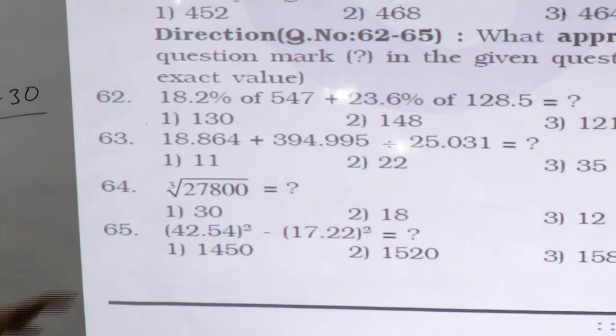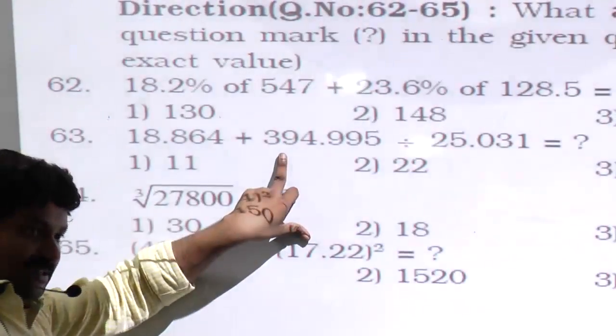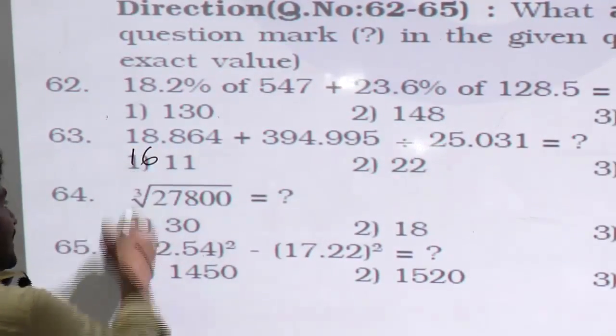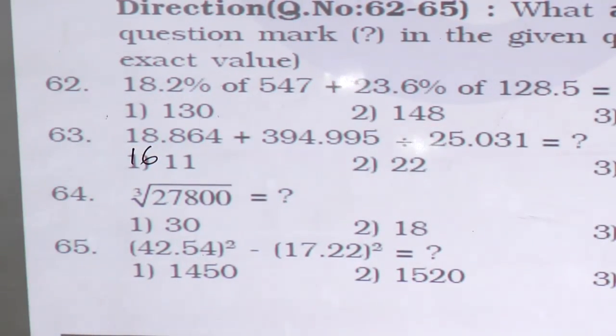You can make it 400 divided by 25, 16. Add 16 to this number. This is already 19. 19 plus 16, 35. The answer should be close to 35, and you have 35.